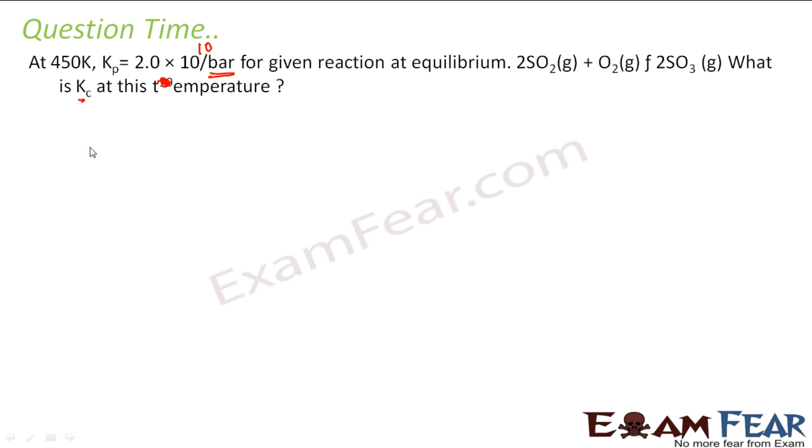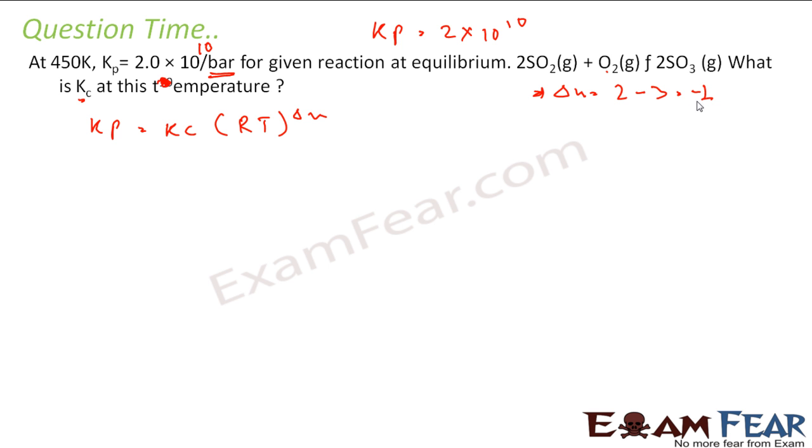So if you see, Kp is 2 into 10 to the power 10. The formula is pretty simple. Kp is equal to Kc (RT) to the power delta n. Let's find delta n here. Here we have 2 on the product side, and here we have 1 plus 2, that is 3 on the reactant side. That is minus 1, right? The product side minus the reactant side. So delta n is minus 1.